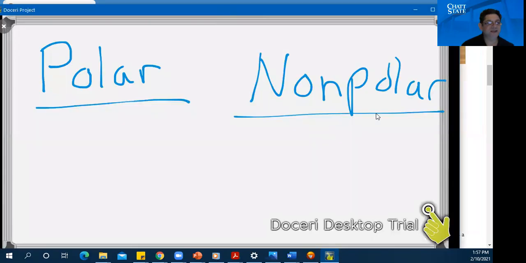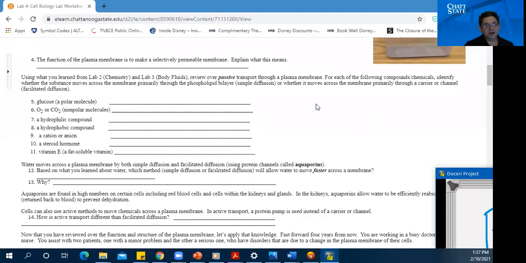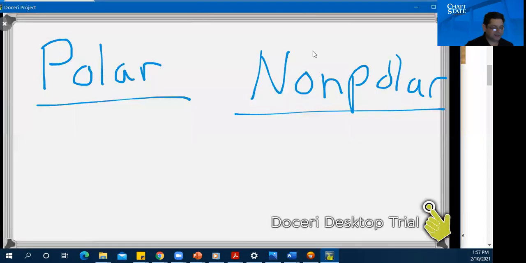Okay, so now we're making a side-by-side. Polar versus nonpolar. I want you to write what I'm writing here in this area, to the right of 5 through 11. Make yourself a side-by-side. We want to know that anything polar is going to be known as water soluble.